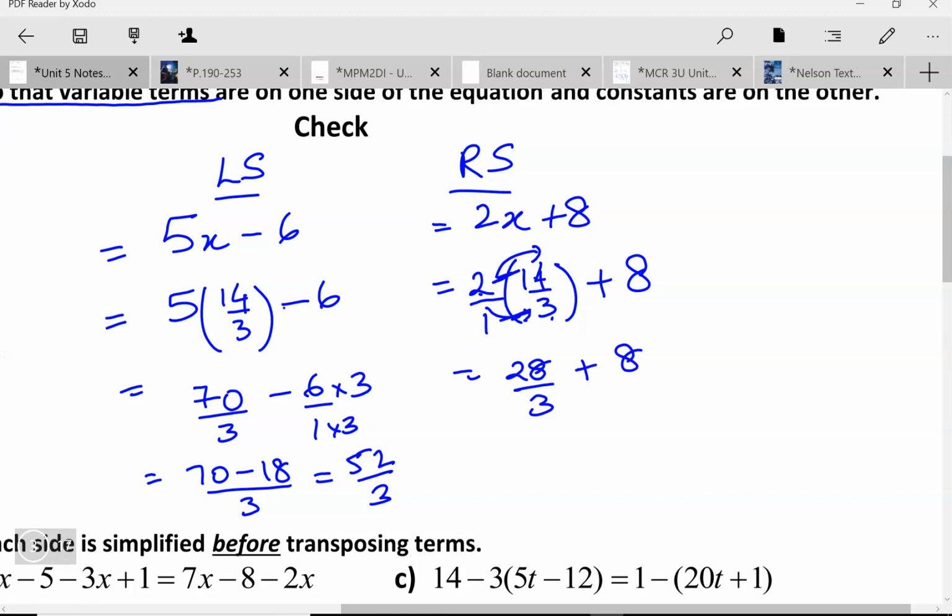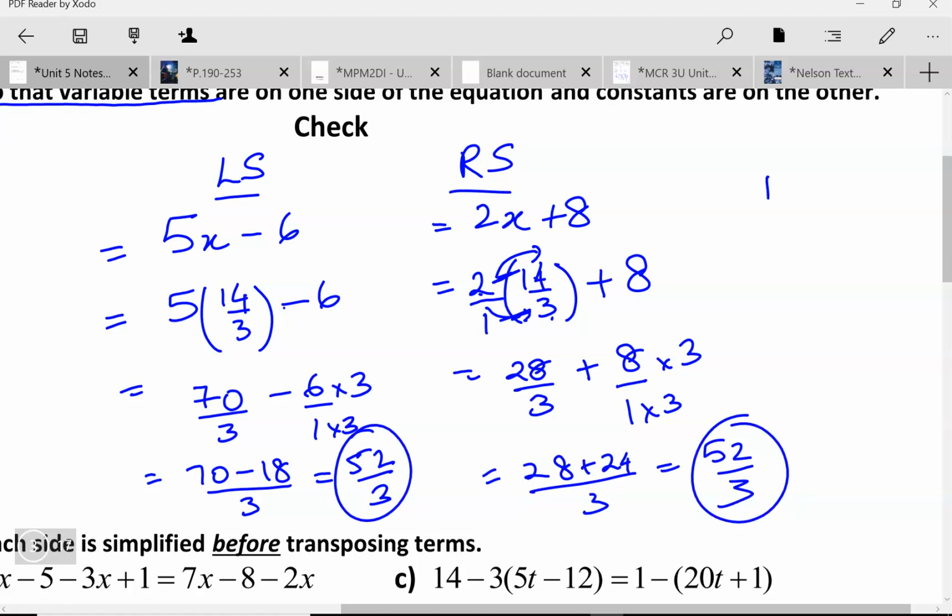And again, I take a common denominator here, so times 3 times 3. So I get 28 plus 24 divided by 3, which is actually 52 divided by 3. So you'll see here that I got the same answer. So I just say LS equals RS, x equals 14 over 3 is checked.